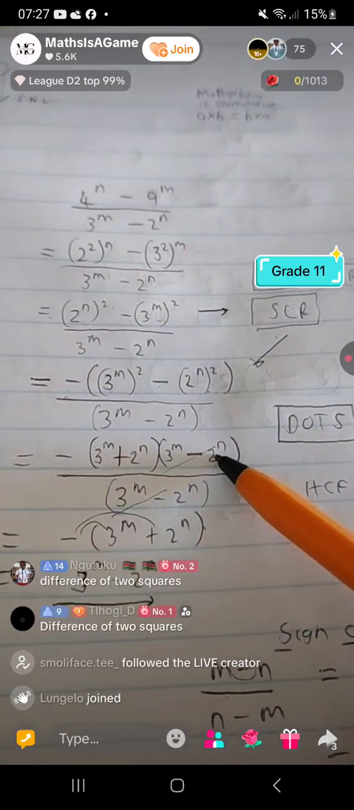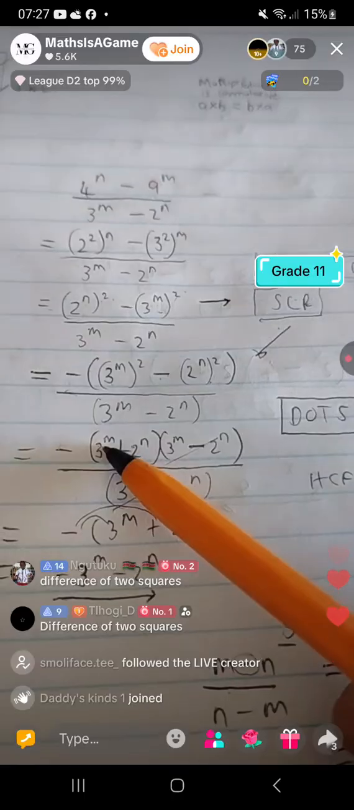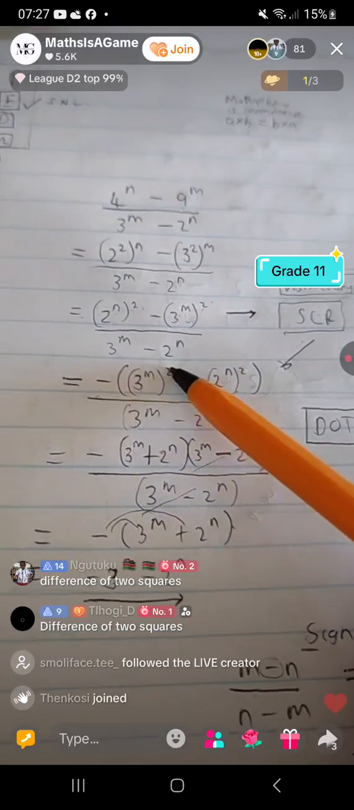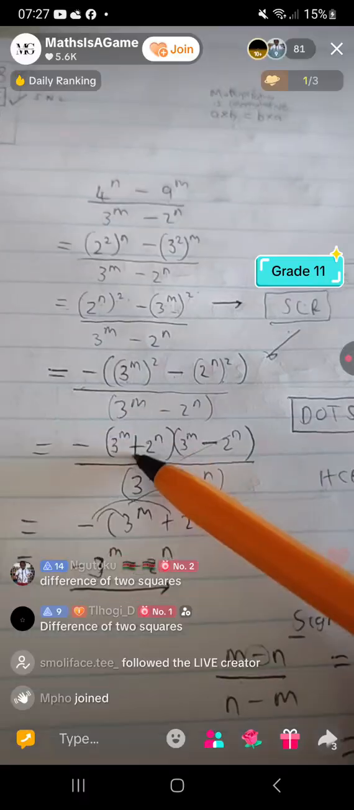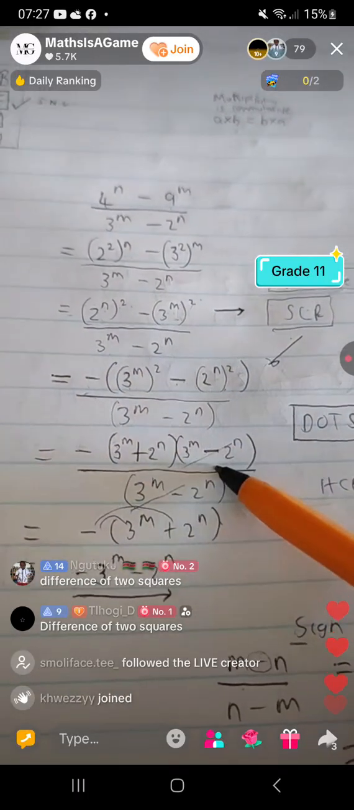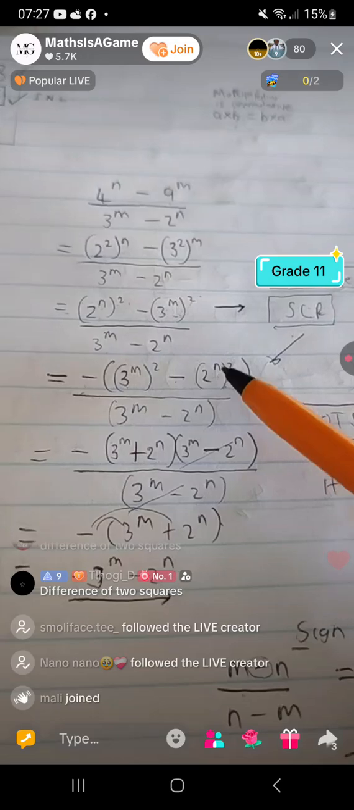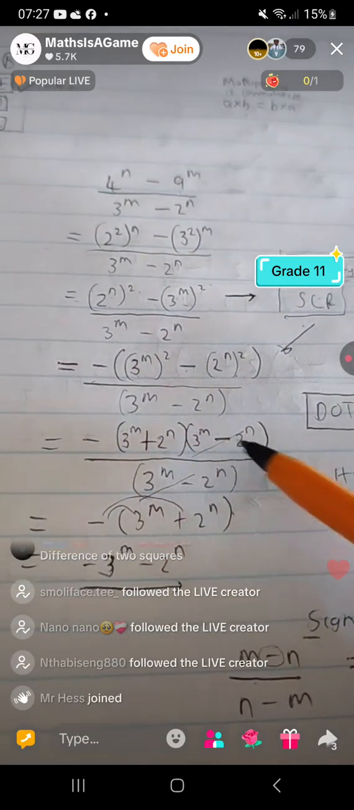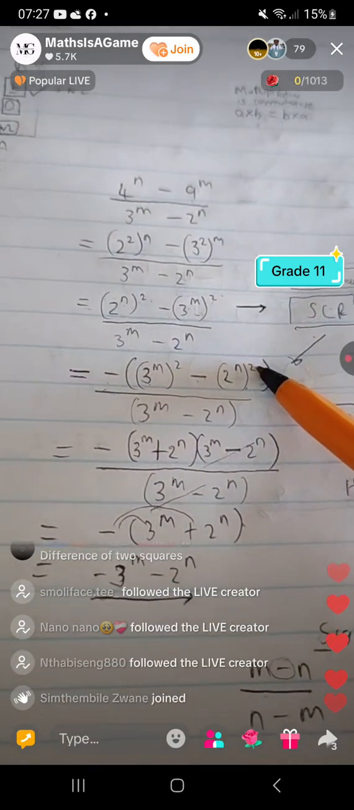So we open two brackets. We can then write this as 3 to the power m and 3 to the power m, because the multiplication of these two gives us back this. We put a plus sign and a minus sign, because minus means different signs. Then we put 2 to the power n and 2 to the power n, because multiplying these two gives me back this.